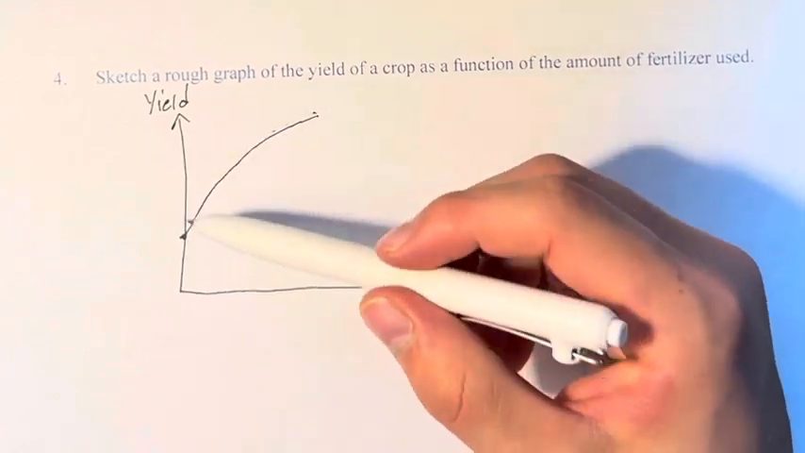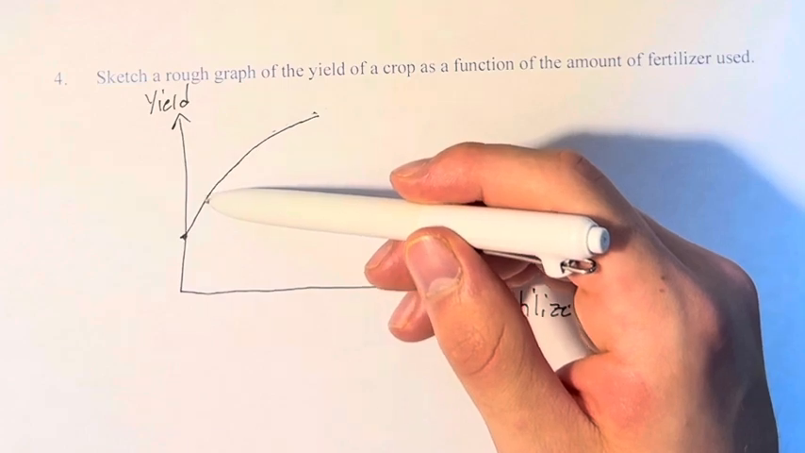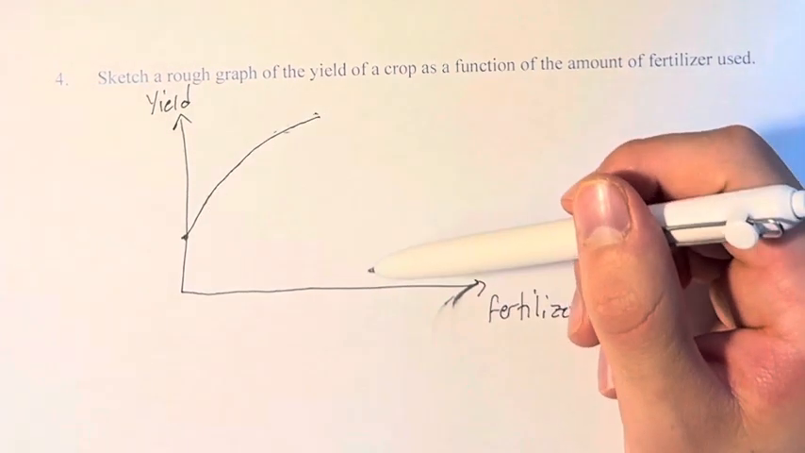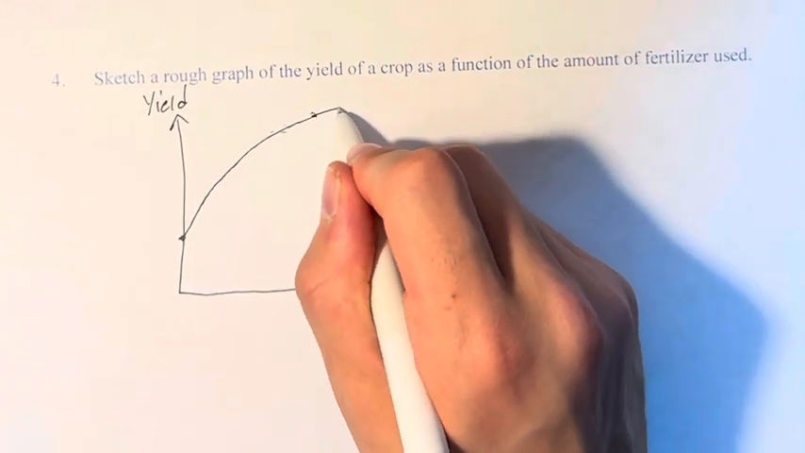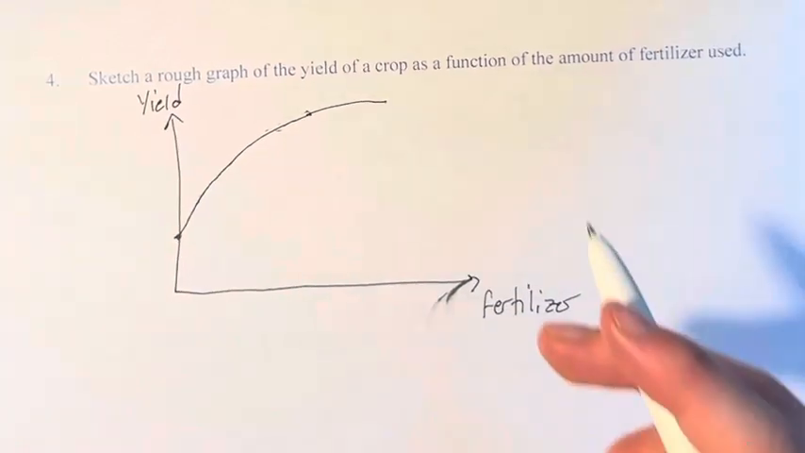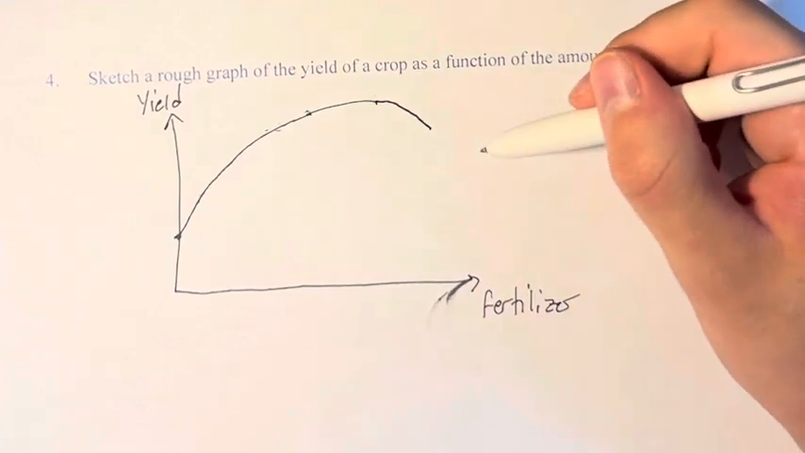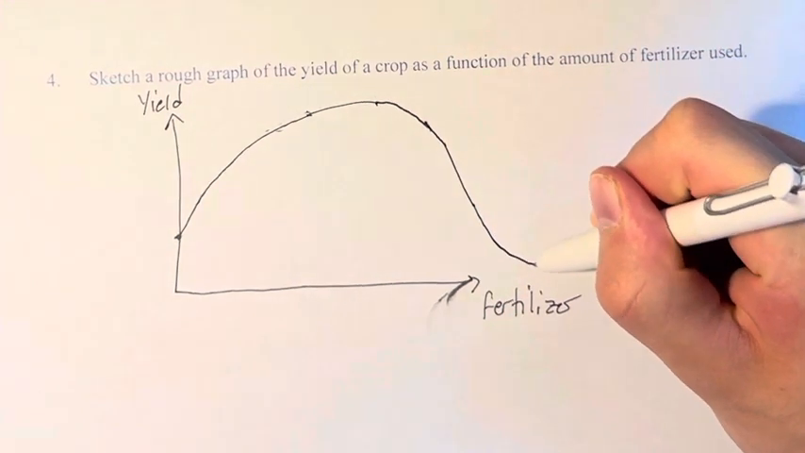The difference between 0 fertilizer and, let's say, 1 unit of fertilizer is probably going to be bigger than between 5 and 6 fertilizer units, right? And eventually you get to a maximum value, which is like the optimal amount of fertilizer to be used. And then it becomes too much fertilizer. And eventually you completely kill the plant.